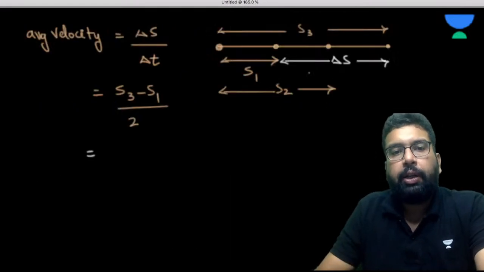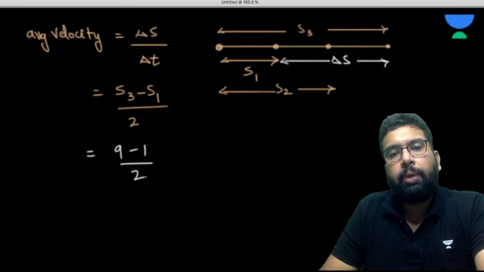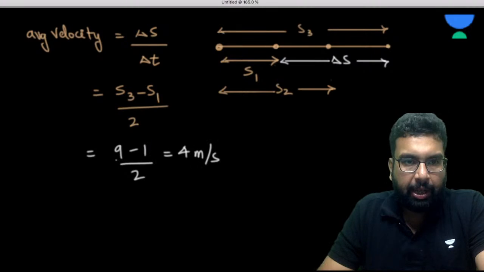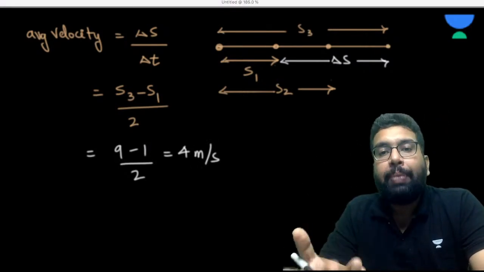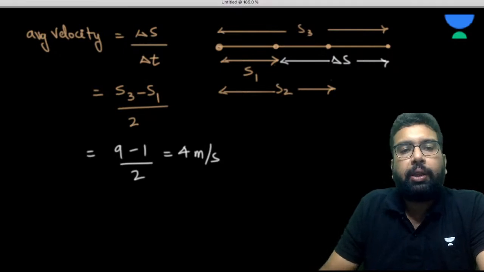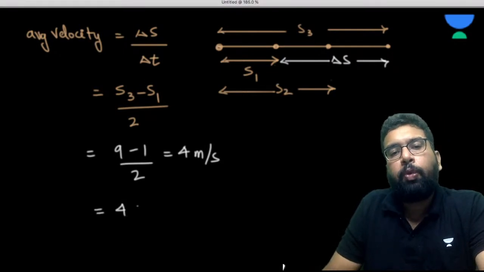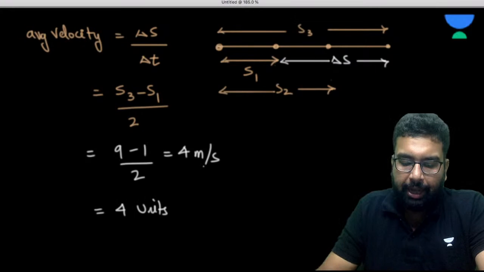So now it is going to be S3 minus S1, so it will be 9 minus 1 by 2, that is 8 by 2, that is 4 meter per second. I am assuming that the displacement is given in meters. Otherwise, what is the right thing to do? You must write 4 units, because it can be in any unit.